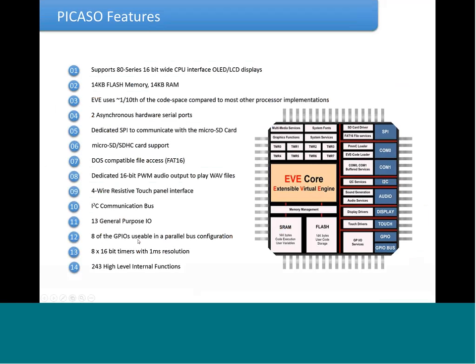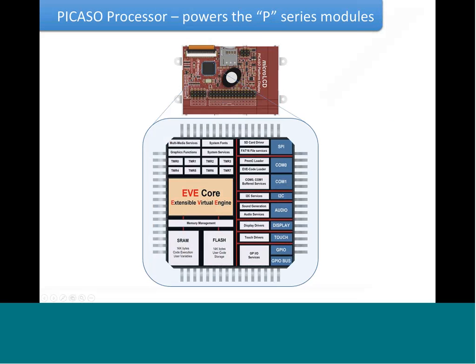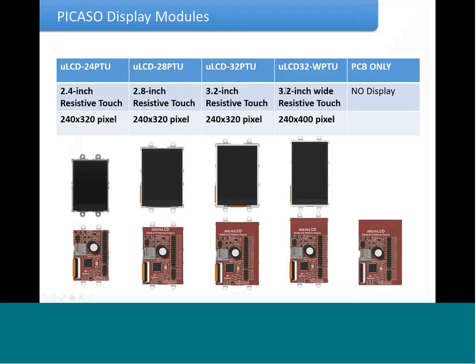Here's the PICASO processor. It's sort of an older brother, or bigger brother, of the Goldelox. It has an extended level of features, and it's quite a bit more powerful. It runs our P series of display modules, which you can see here. We have a number of display modules that are powered by the PICASO. These range from 2.4 inches all the way to 4.3 inches, and they support touch.